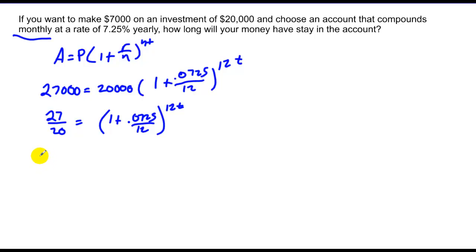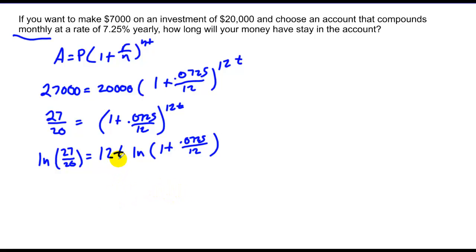So I'm going to say the natural log of 27 over 20 is equal to 12t times the natural log of 1 plus 0.0725 over 12. Now I got to get t isolated. So again, this is just going to be an ugly looking problem, but it's going to turn into a calculator problem, so no worries.